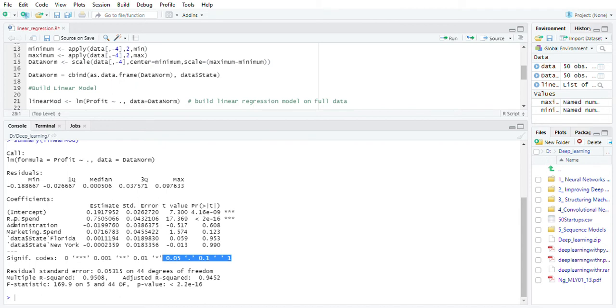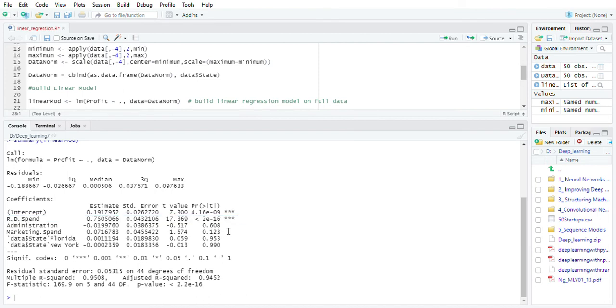So let's see here, research and development, the P value is less than, it means very close to 0. It means this research and development spend has a significant effect on the profit. It means with increasing your research and development money, or if you spend much money in research and development, you will get much profit.